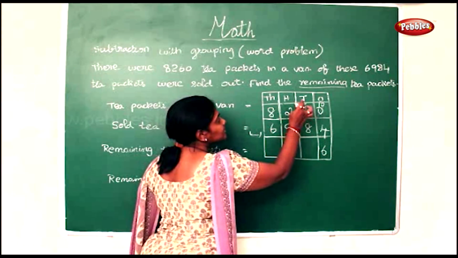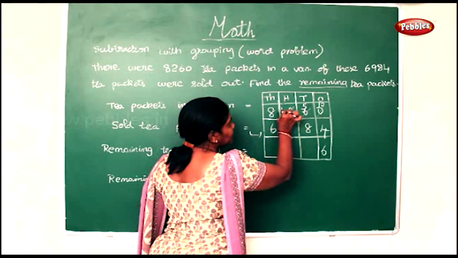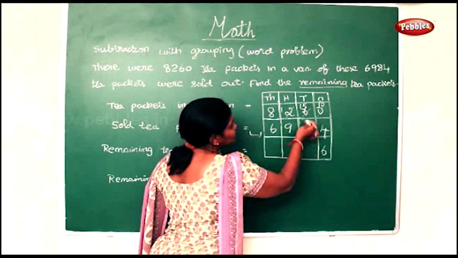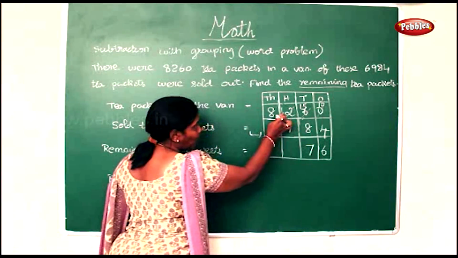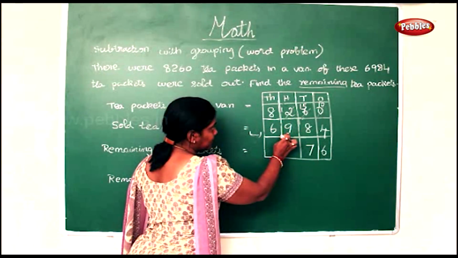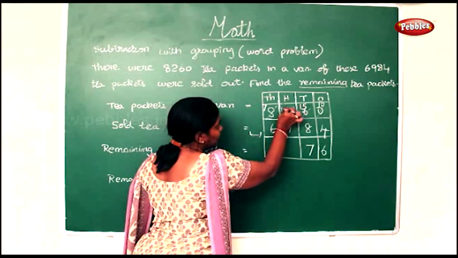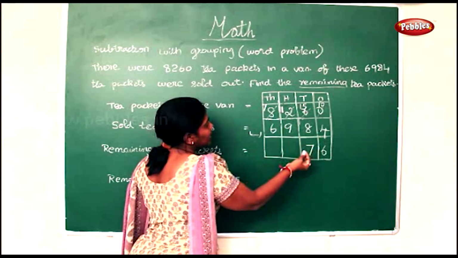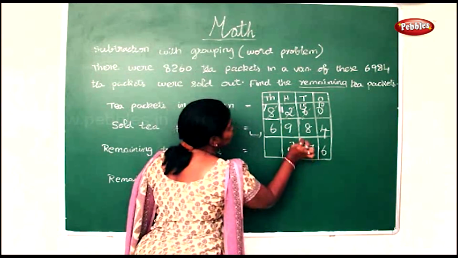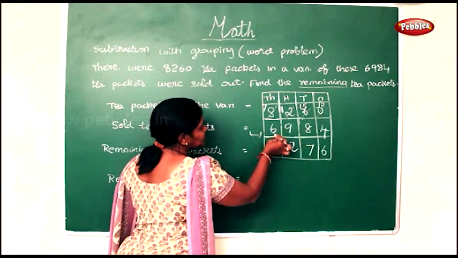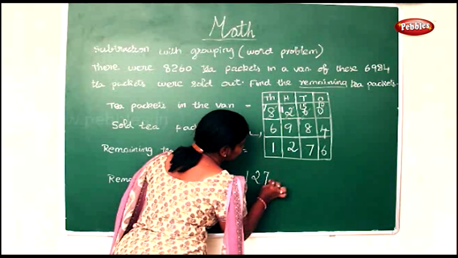Again here 5 is a small number than 8. So to make it a bigger number, we will borrow from here. We will make this 15. So 15 less 8 will be 7. Now here 1 again is a small number and 9 is a big number. So we will cut out this, write this as 7 and borrow 1 here. This will become 11. 11 take away 9 will be 2. Now 7 take away 6 will be 1. So remaining tea packets will be 1276.